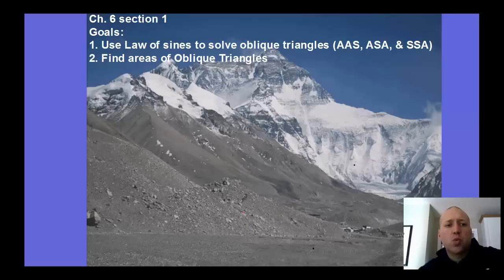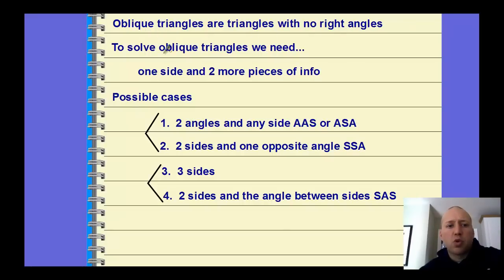Chapter 6, Section 1, so we're going to look at law of sines. Oblique triangles are triangles with no right angles. To solve oblique triangles, we need one side and two more things. So we have to have a side, and then you need two more of anything, combinations of angles and sides.